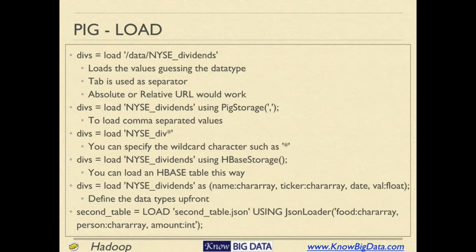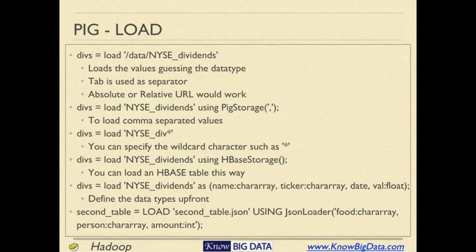Also, in case your data is not separated by tab, you could say load NYSE dividends using PigStorage and then a comma, which means it will think that the data is separated by comma. Sometimes you have many files in a folder. You can use the wildcard character in case you have many dividend files, dividend 1, 2 and so on. You could simply say load NYSE dividend.